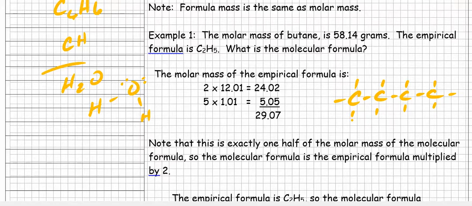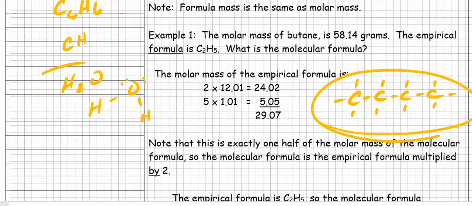For butane, the empirical formula is C2H5, right? And they want to know what the molecular formula is for this molecule. So how do we determine that? Well, we're going to look at the molar mass of the empirical formula. Butane is the molecular formula. So the empirical formula is the simplest whole number ratio, and I'm told it's a 2 to 5 ratio. So I simply multiplied the 12.01 for the carbon and the 1.01 for the hydrogen by 2 and 5 respectively. When I add those up, I get this number, 29.01.